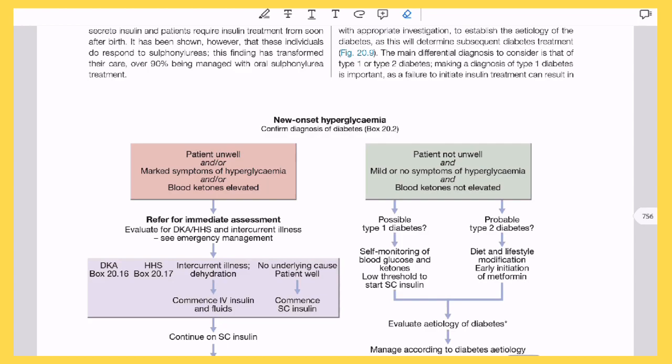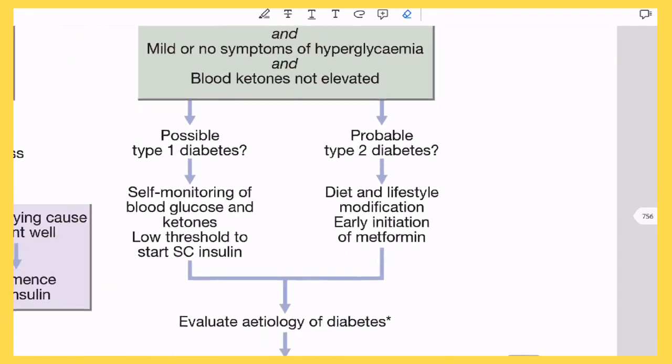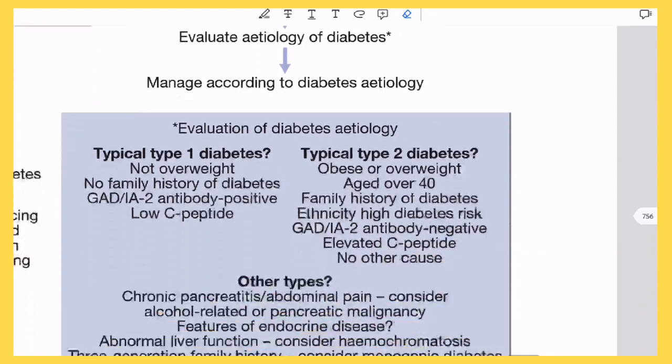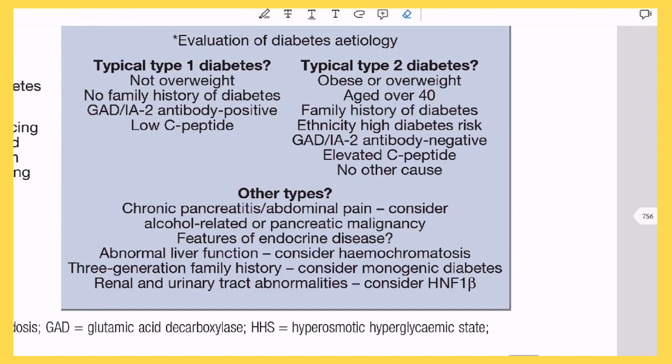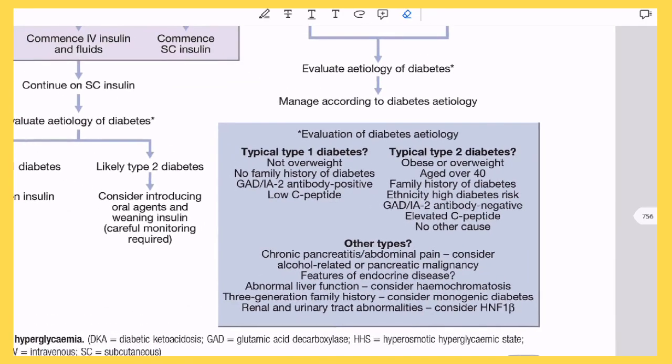So if the patient is in this group, we should evaluate the cause of the hyperglycemia, or the other secondary causes like chronic pancreatitis, alcohol abuse, some other endocrine disease, liver function, and maturity onset of the diabetes mellitus of the young. This should also be checked to find out.